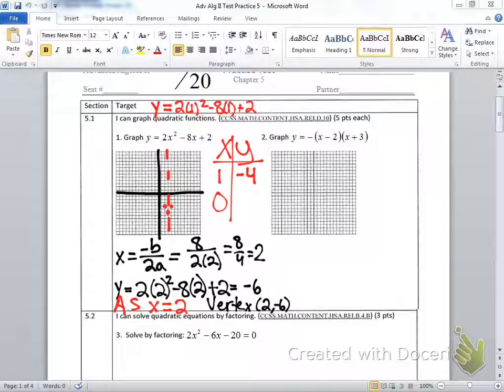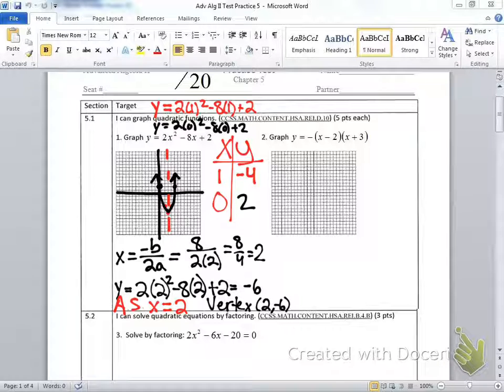Okay, now you can go and plug 0 in. So y equals 2 times 0 squared minus 8 times 0, so 0 minus 0 plus 2. Positive 2. Good. So I'm at 0, 2. I'm also at 4, 2 because it's symmetric across that axis. So now I can fill it in. And there's my parabola. You want yours to be a little more curvy. There you go.